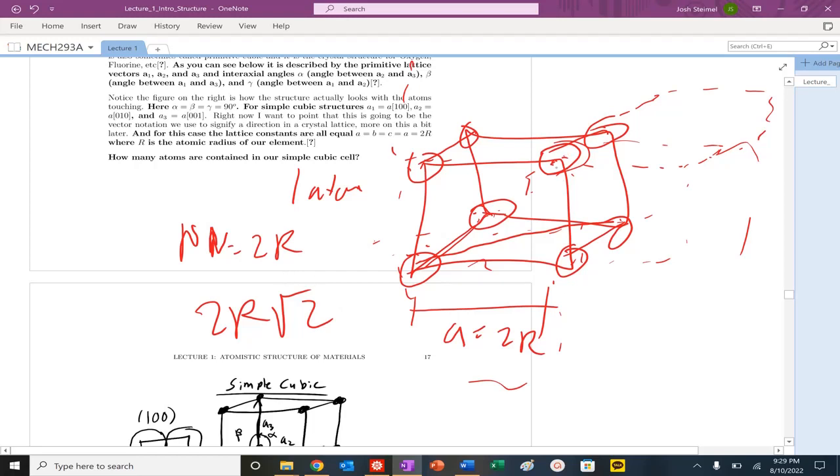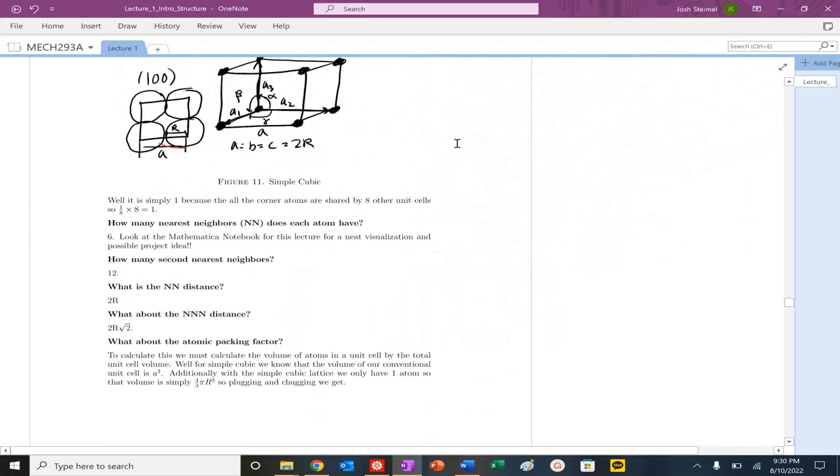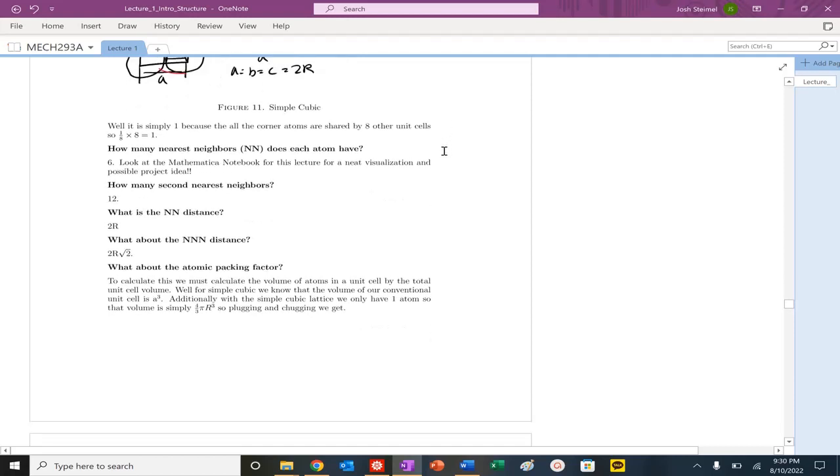What is our number of nearest neighbors? If I look at this atom, this is a nearest neighbor, this is a nearest neighbor, this is a nearest neighbor here. That's 1, 2, 3. But there's going to be one that comes out of the board here, one out of the board here, and one at the top as well. So if I count, 1, 2, 3, 4, 5, 6. So we should have 6 nearest neighbors. Forget about the next nearest neighbors.